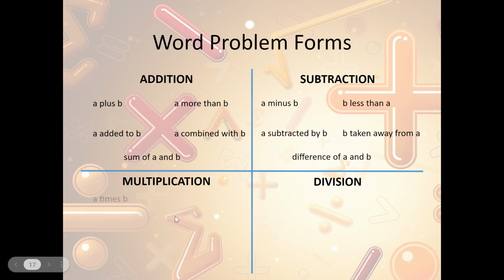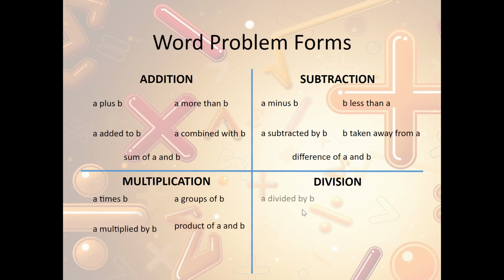Now multiplication can be written as A times B, A multiplied by B, A groups of B, so we could have 12 groups of 4, for instance. And the one I really need you to remember is the product of A and B. Now division can be written as A divided by B, A over B, and the one I really need you to remember is the quotient of A and B.